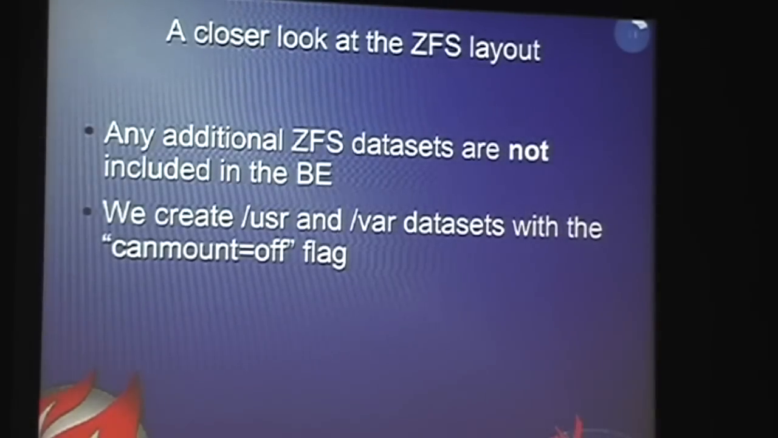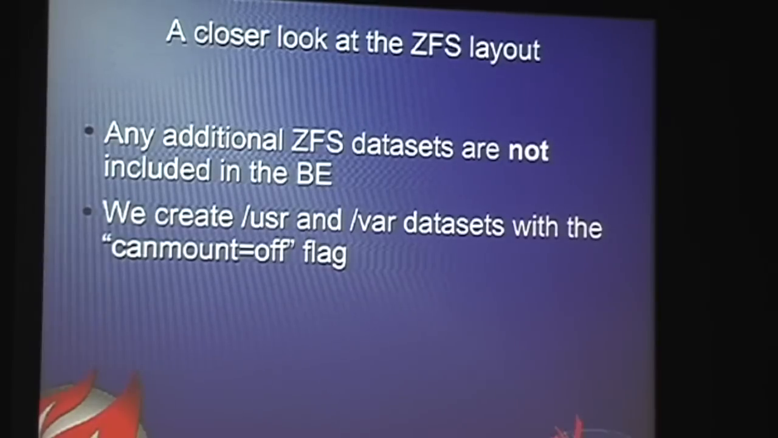So any additional data sets that are created on the system are not going to be included in the boot environment, so you've got to keep that in mind when you start creating data sets. You'll need to find some alternate method to snap those. That's not going to be a part of the boot system. We do create a user and var data set, but we set the canmount flag to off just because we're using those as placeholders to create other data sets on top of them. But we want user included, we want var included.